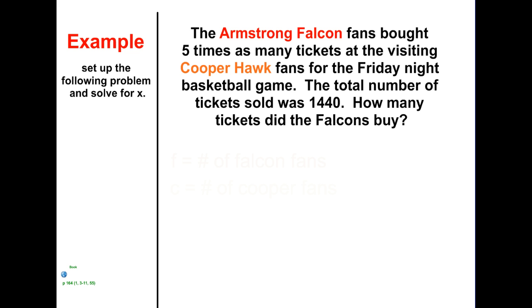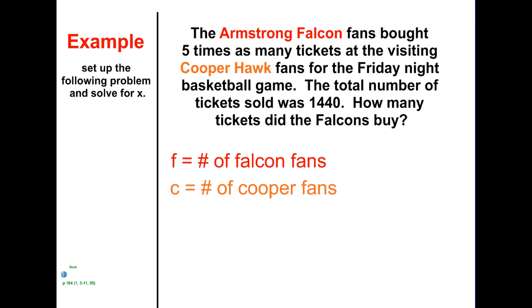Well, the first thing we need to do is make some variables. We can name our own variables. I personally chose F, which is going to equal the number of Falcons fans, and C is going to equal the number of Cooper fans. Now we have to think about how we write these equations. The first sentence gives something away: the Armstrong Falcons fans bought 5 times as many tickets as the Cooper fans. So we know that F is going to equal 5 times C, which is the number of Cooper fans.